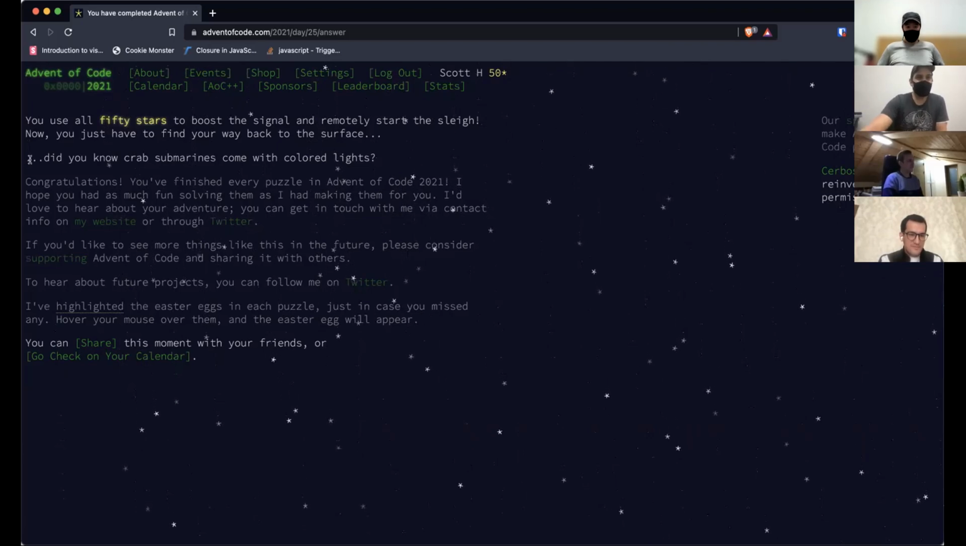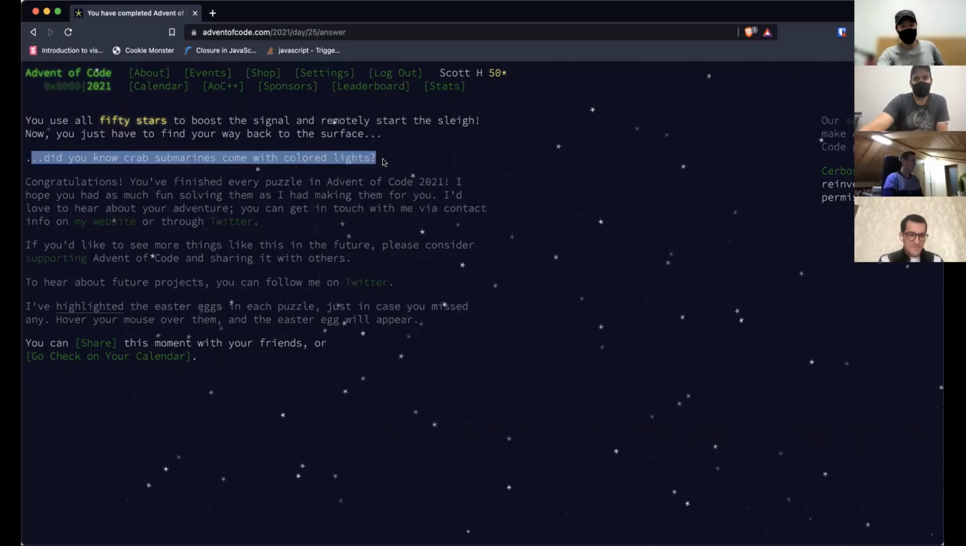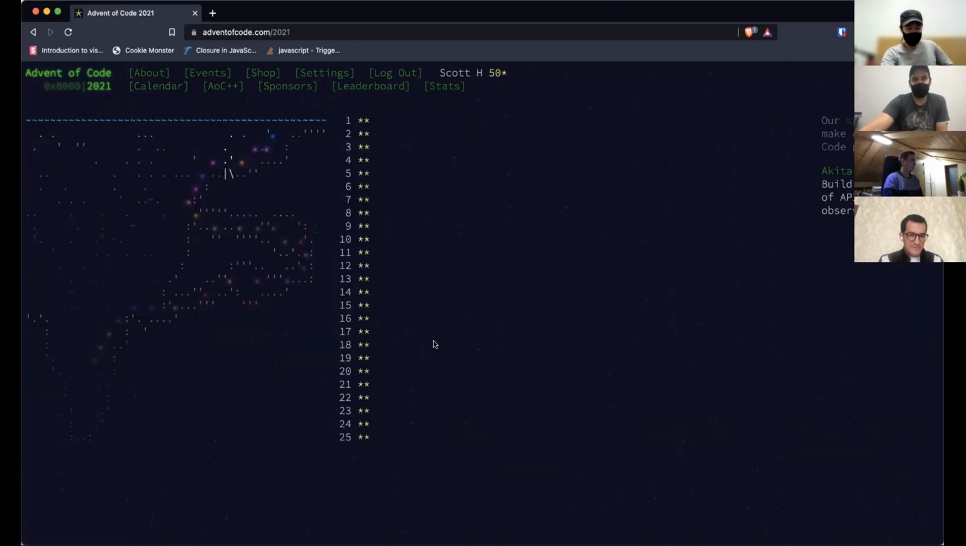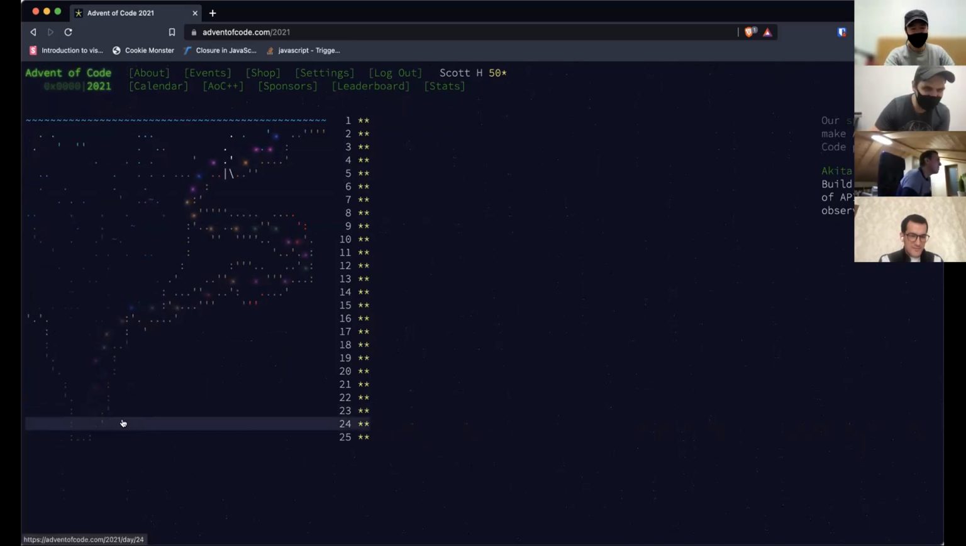And now I like this. This is cool. The crab submarines come with colored lights. And you can see that on the calendar too. So when you look at the calendar, you see all the lights moving back and forth. They're only going horizontally because they're crab submarines. I like that. So they're leading you back because you're at the bottom of the Mariana Trench. It's also nice to fade out as you go to the bottom, as it's deeper. Yeah, it's darker, then bright at the top.